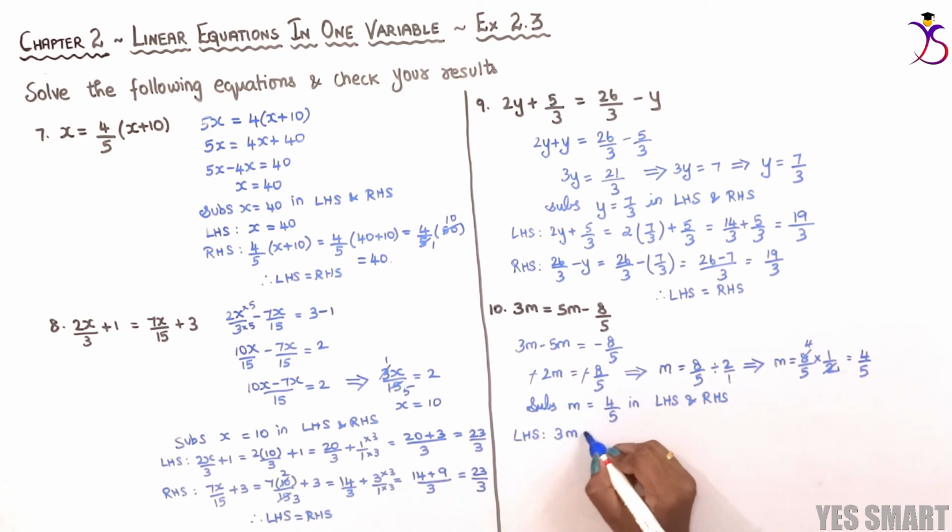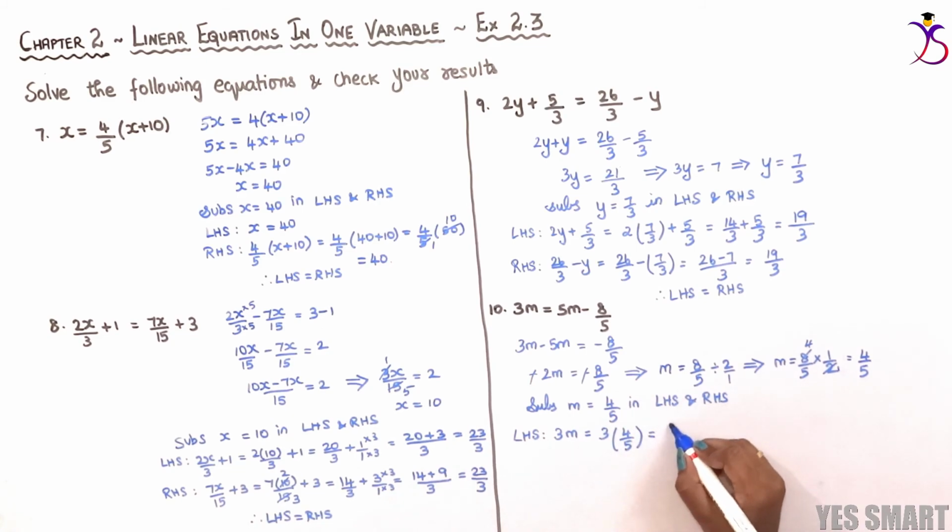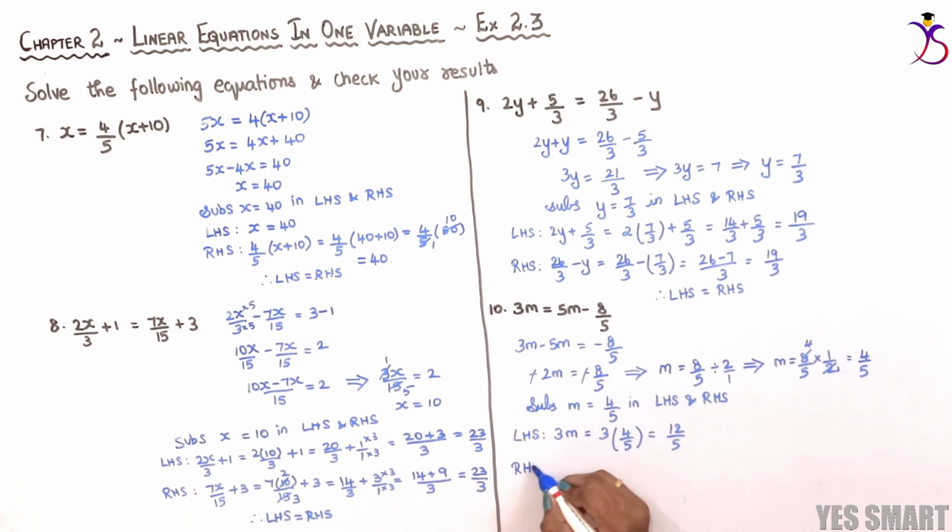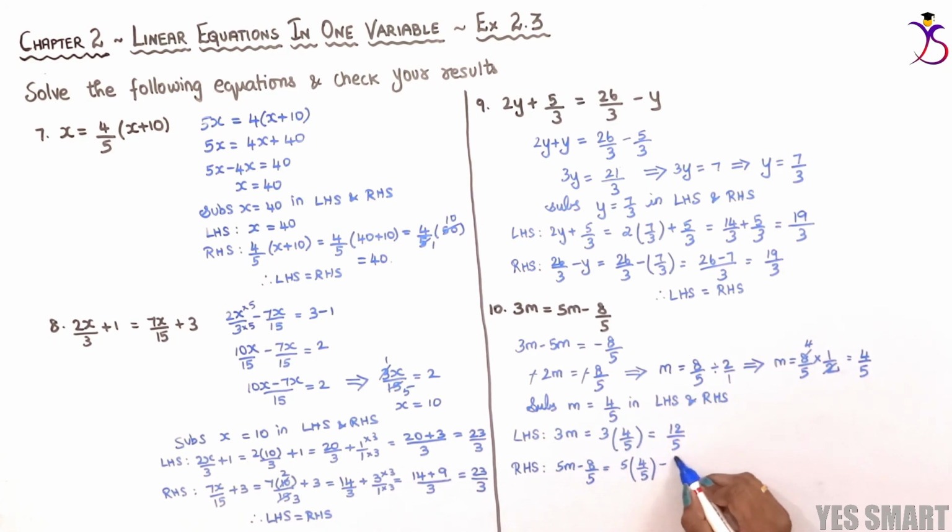LHS: 3m equals 3 into 4 by 5, which is equal to 3 fours are 12, and the denominator 5. Now RHS: 5m minus 8 by 5. 5 into 4 by 5 minus 8 by 5. 5 fours are 20 by 5 minus 8 by 5. Same denominator, so we can combine. 20 minus 8 is 12. So both are 12 by 5. Therefore, LHS equals RHS.